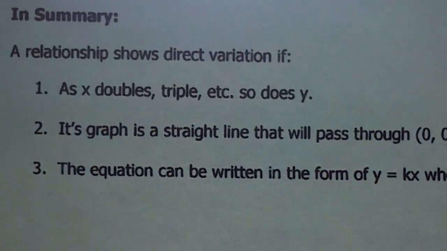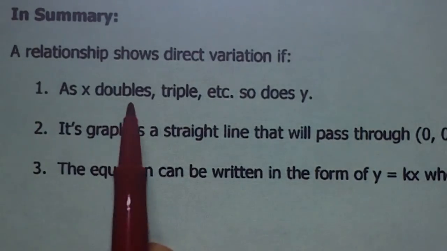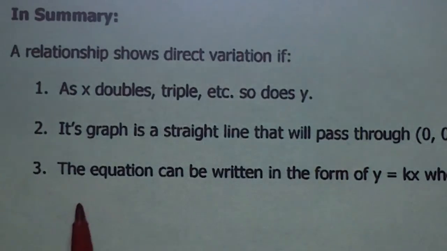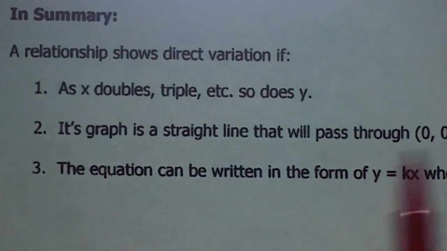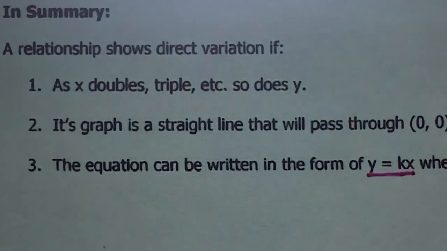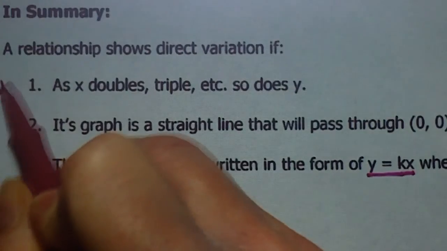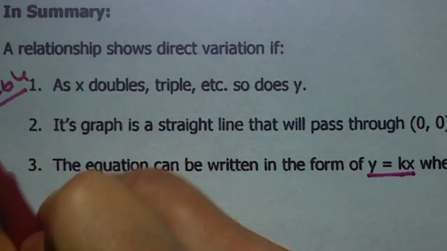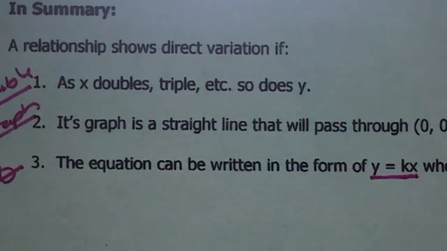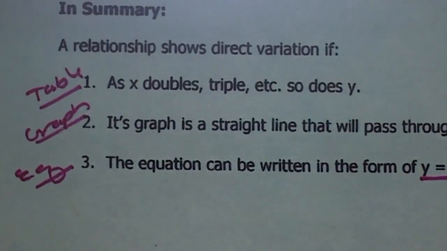So in summary, this would make a nice constructed response, just saying, hint, hint. If you're trying to determine if a relationship shows direct variation, if as x doubles, triples, etc., y does too, that's one way to tell. If its graph is a straight line that passes through 0, 0, that's another way to tell. And if the equation can be written in the form of y equals kx, where k is not equal to 0. So this is how you can tell from a table. This is how you can tell from a graph. And this is how you can tell from an equation. And all three of those things have a very solid connection.